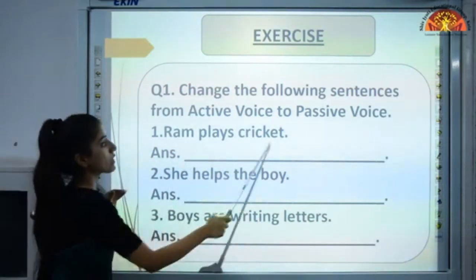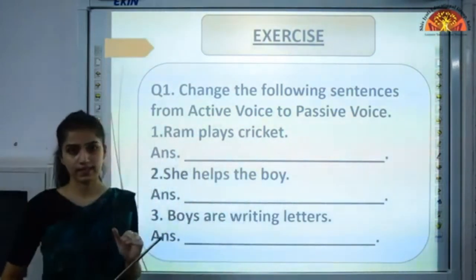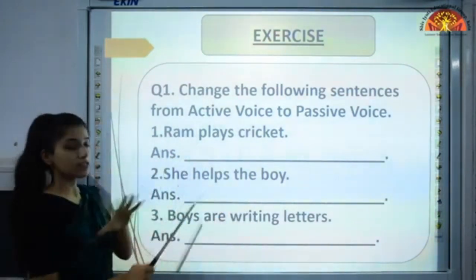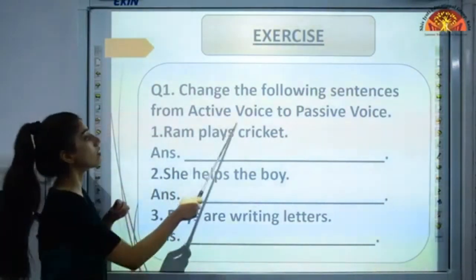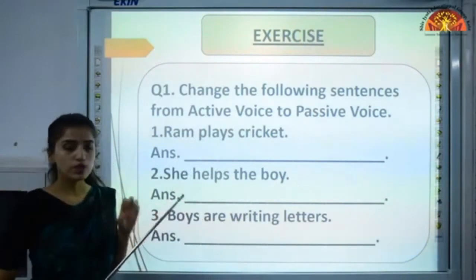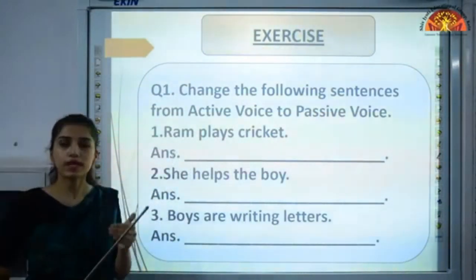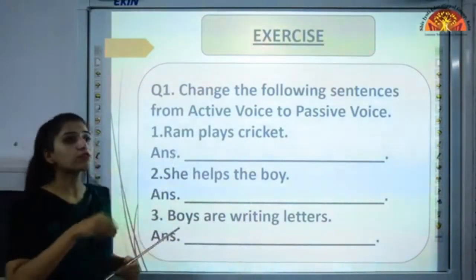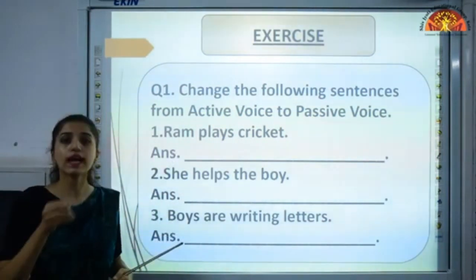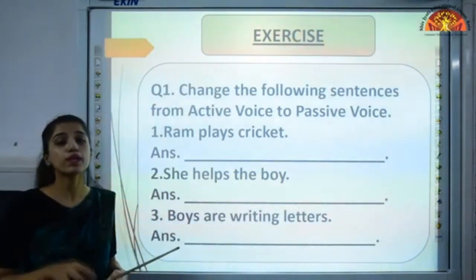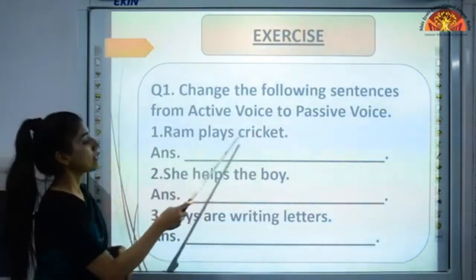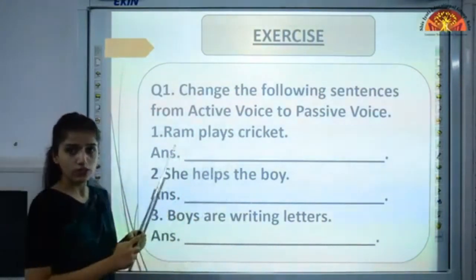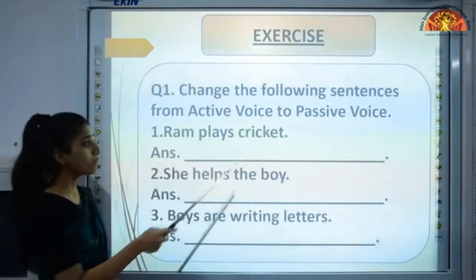So first we have to identify the tense. You can see there is no ing over here. We are just using the first form of the verb. So this is what? Simple present tense. So the structure that would be applicable over here would be of simple present tense. So let's put it according to the structure and let's answer this one.